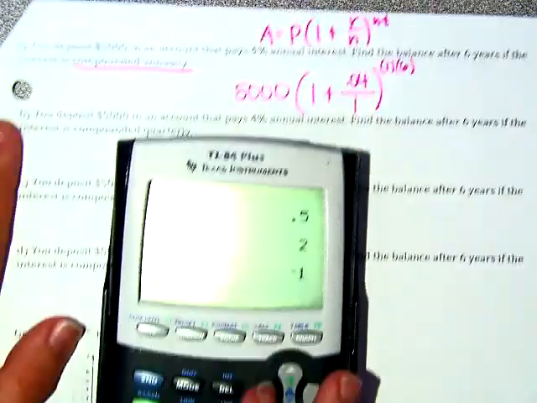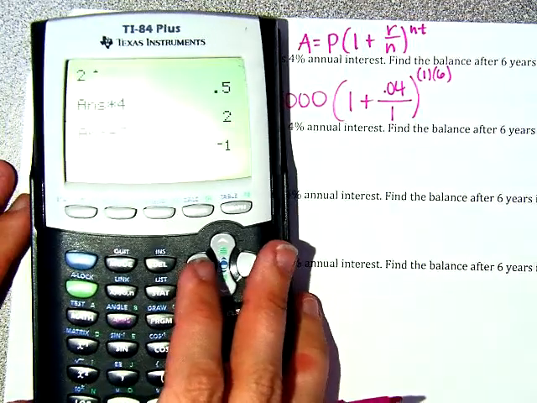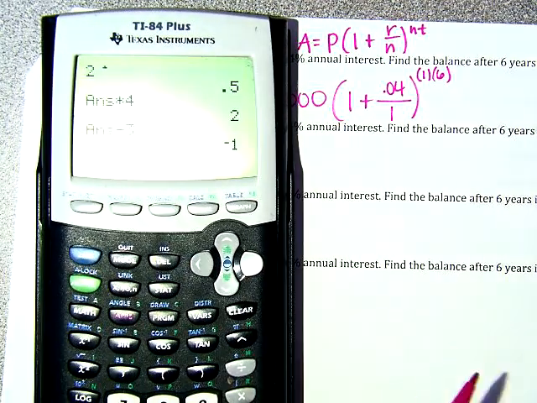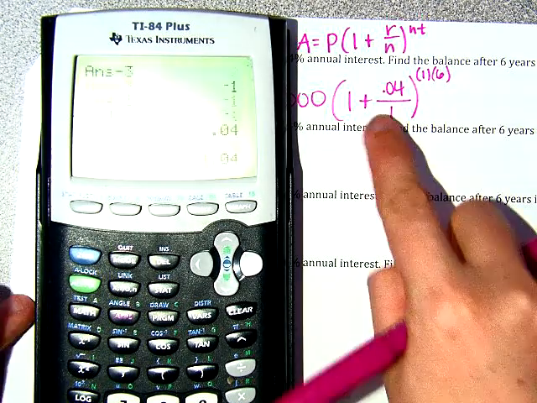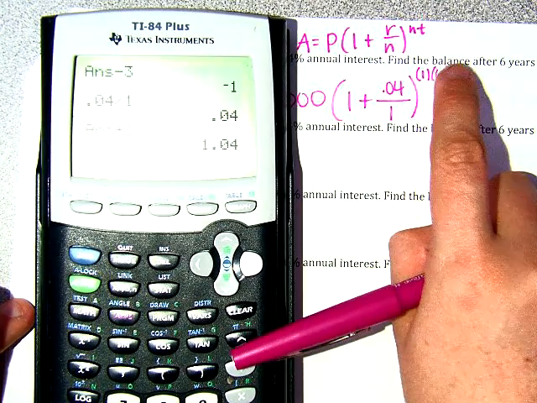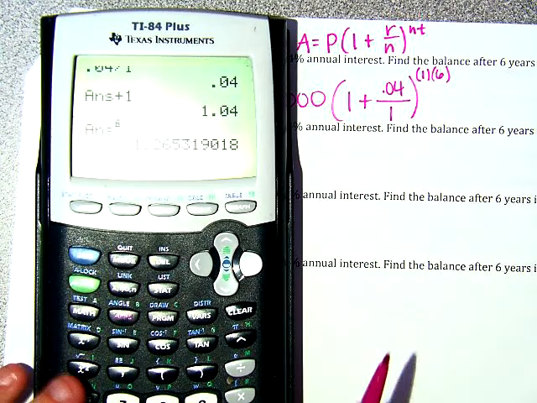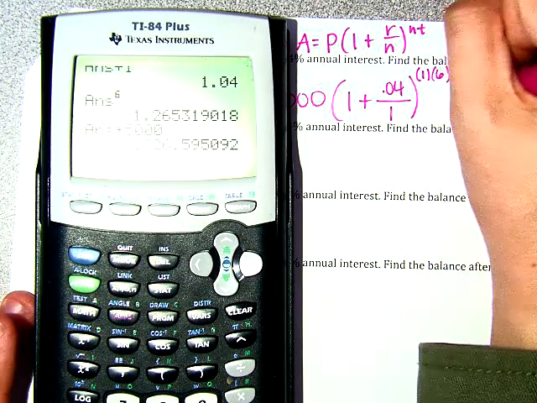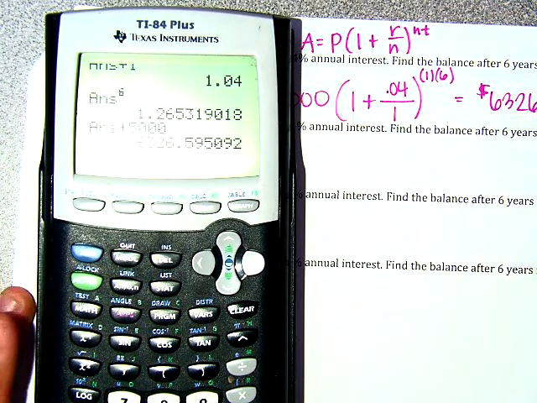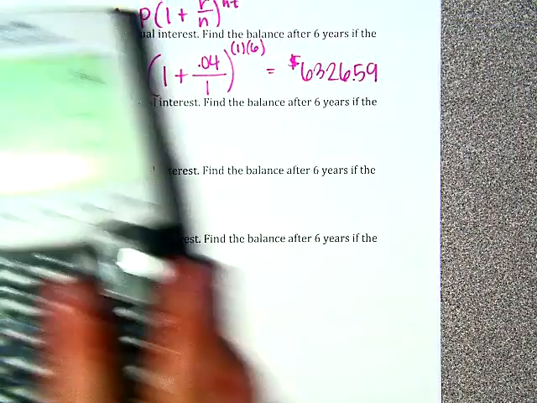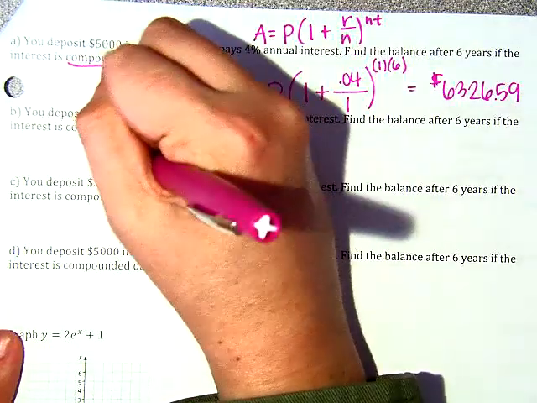So if you look, what's the best angle here? Like that maybe? Okay. I would start with this. So I'd do 0.04 divided by 1. I know that's an easy one. And then I add 1, whatever's in this parentheses. Then I take it to the power of 6, in this case, and then I multiply by the outside number. And in the end, I should get $6,326.59. Hopefully you got that when you plug that into your calculator. You deposit $5,000 in an account, same thing.